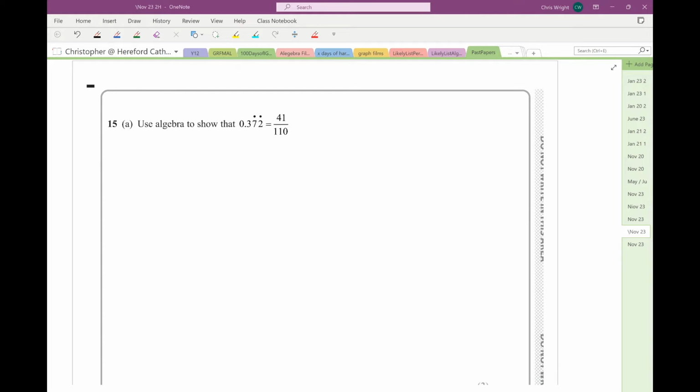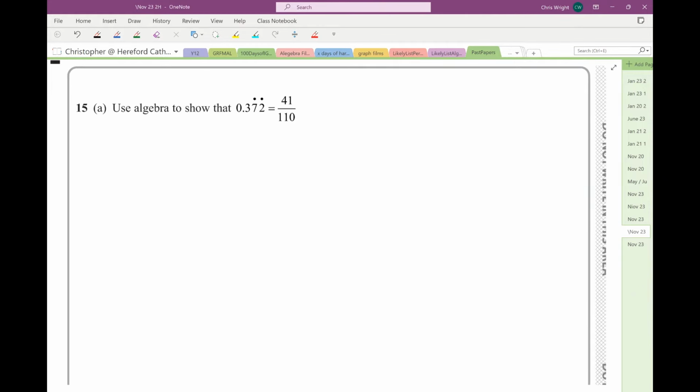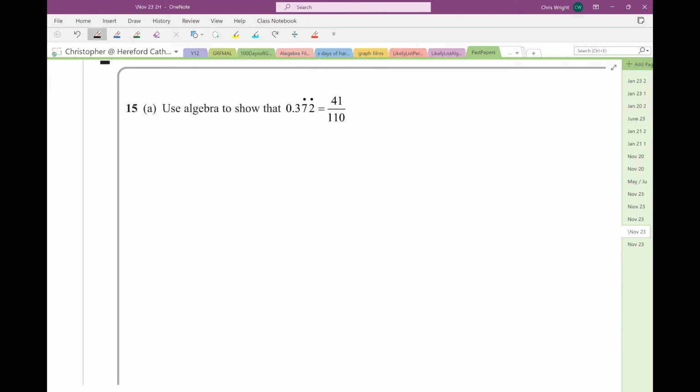Question 15. Use algebra to show that the recurring decimal is equal to 41 over 110. Right, well, I'm going to ignore what they say that it's equal to, and simply start by saying x equals, now leave a gap here, 0.3. Now I find it useful to write out a few more digits so I get it in my head what that recurring decimal means. In this case, the 7 and the 2 are being repeated.